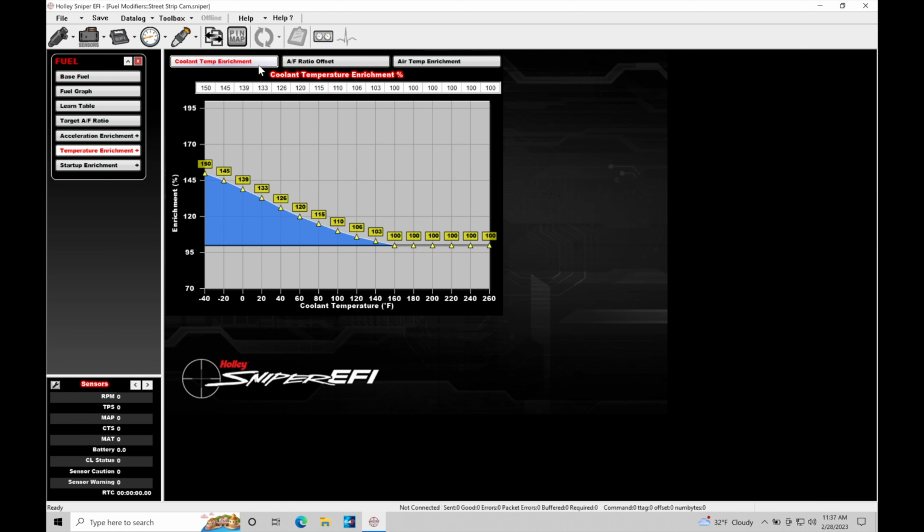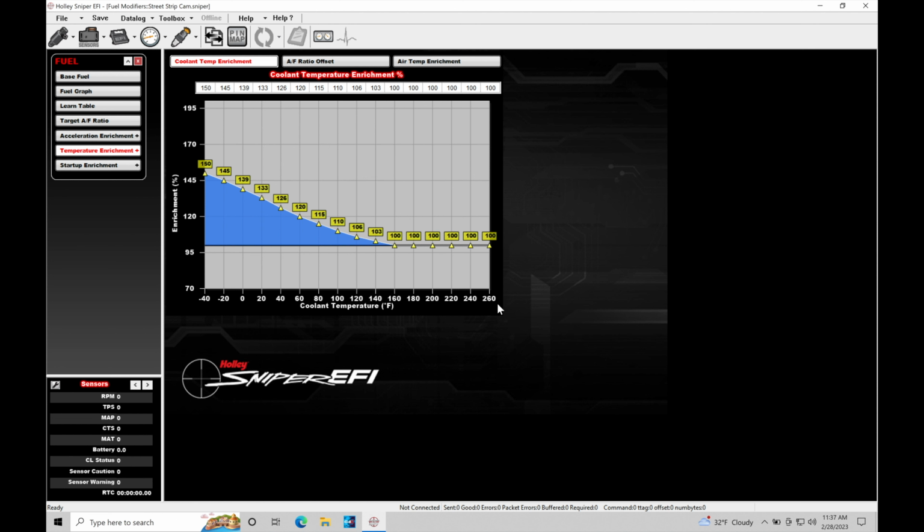This table is extremely simple. What it's going to do is add a percentage of fuel based on the coolant temperature down here below. This is just a simple 2-dimensional table. So again, we can find down here, it's -40 to 260 degrees. That's a typical range we'll find for any engine in terms of the coolant temperature it's going to be operating in.